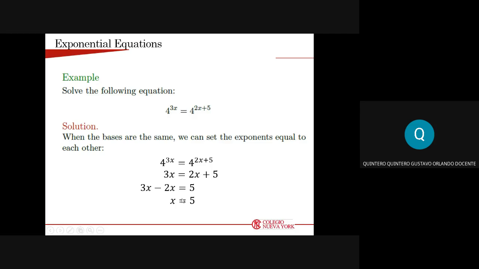And you can check that with your calculators yourself. This is 3 times 5, so this is 4 elevated to the 15. If I replace x by 5, 4 elevated to the 15. That is a huge value, but it's the same value here. Look at that, 2 times x, but x is 5. So 2 times 5 equals 10, and 10 plus 5 is 15. So what we have here is 4 elevated to the 15.